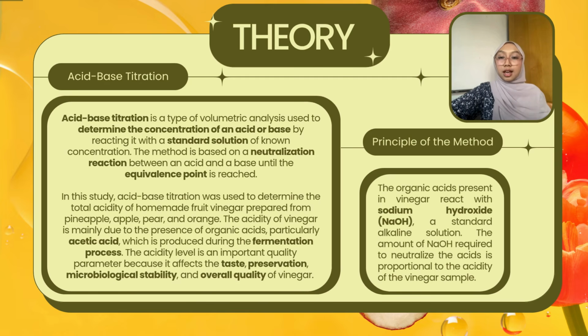In this study, acid-base titration was used to determine the total acidity of homemade vinegar prepared from pineapple, apple, pear, and orange. The acidity of vinegar is mainly due to the presence of organic acids, particularly acetic acid, which is produced during the fermentation process. The acidity level is an important quality parameter because it affects the taste, preservation, microbiological stability, and overall quality of vinegar.